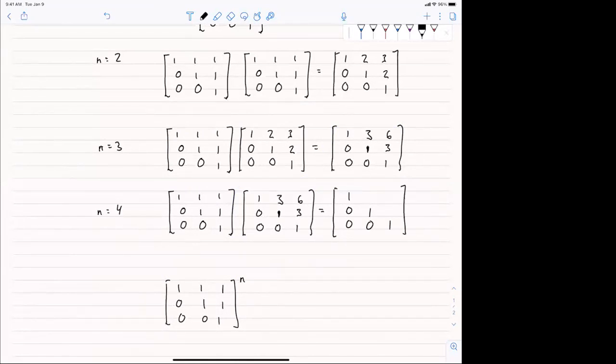So I'll take the first row and the second column. I get 3 plus 1 plus 0. That's 4. Now I'm going to take the first row and the last column. I get 6 plus 3 plus 1. That is 10. And now I'll take the second row, third column, and I will get 0 plus 3 plus 1, which is 4.